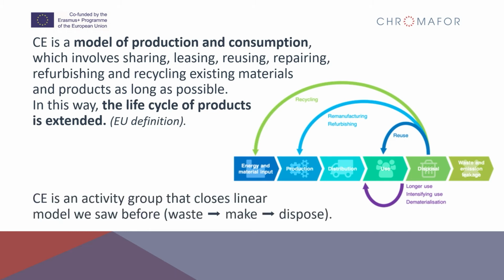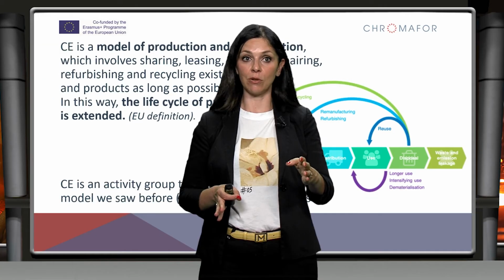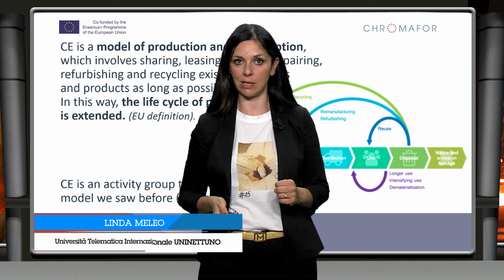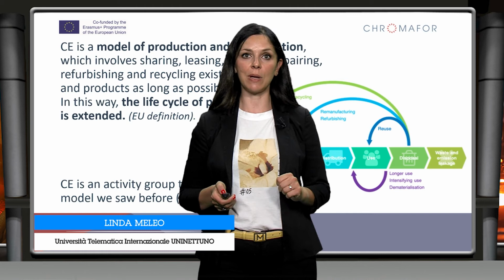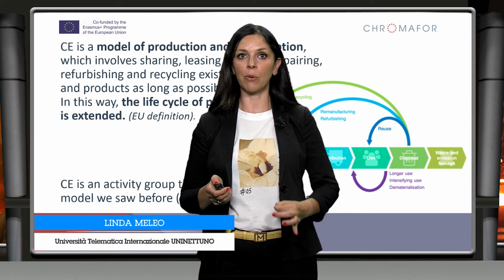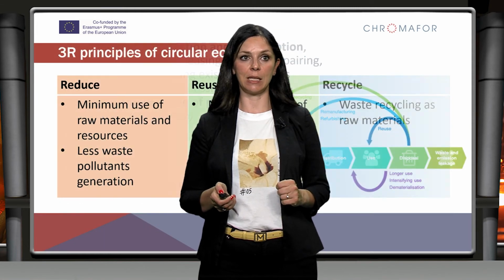It means that the circular economy is an activity group that closes the linear model we described before. So we close the waste, make, dispose linear model. As you can see from the picture, there are some loops. It means that waste is not for disposal or for the incinerator, but waste can be reused in other production and consumption activities. This is a very important aspect to understand, because the recovery of waste is important from an economic and from an environmental perspective.